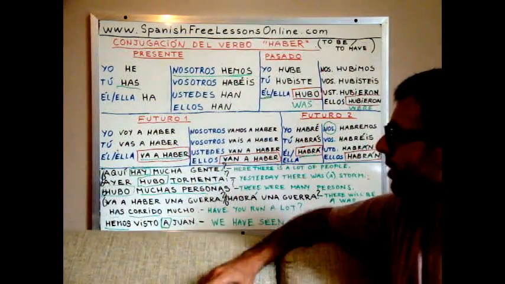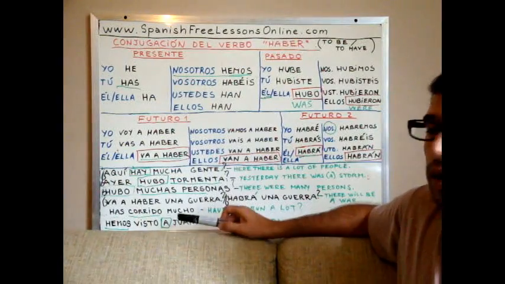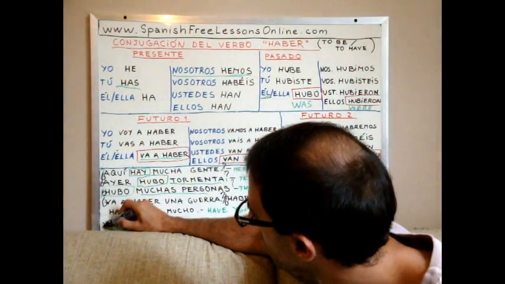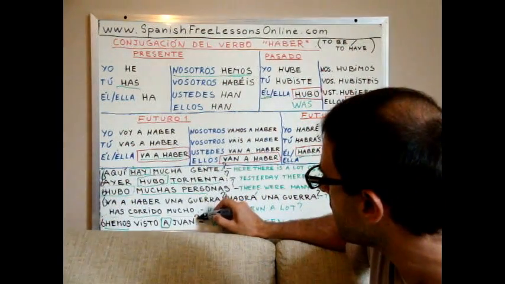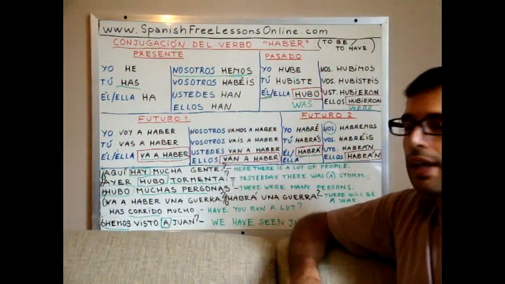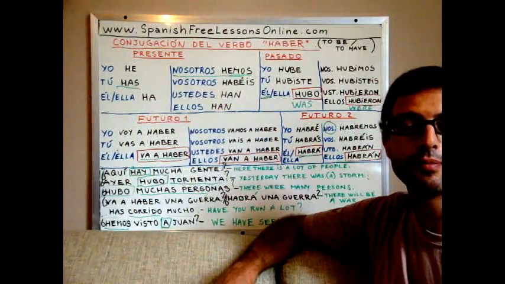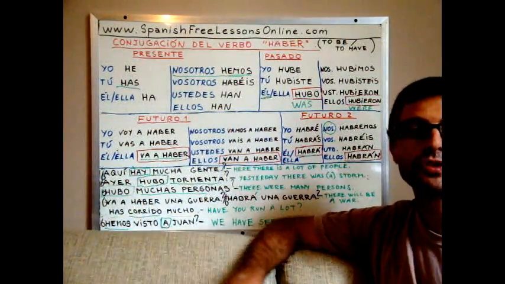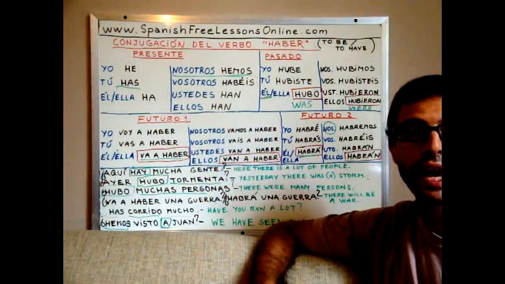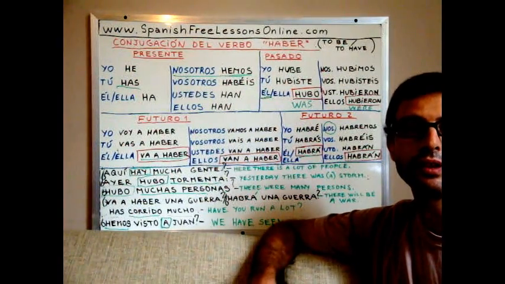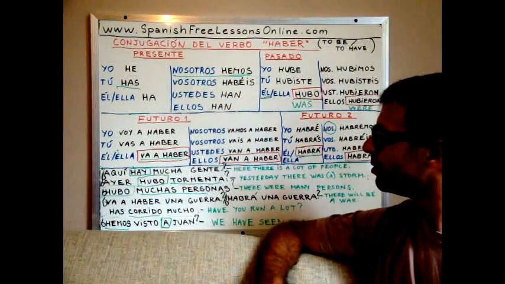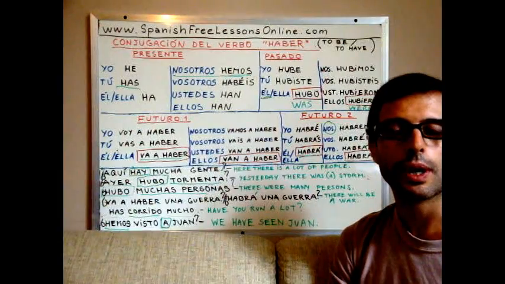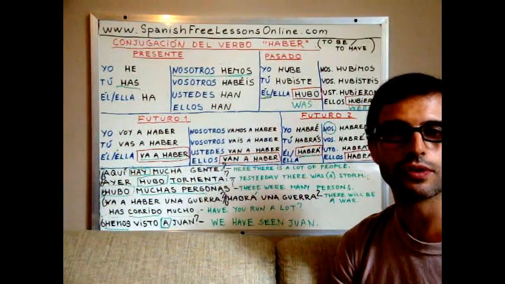And the last example is, hemos visto a Juan. We have seen Juan. Let's add the question marks at the beginning and at the end. And now we have, ¿hemos visto a Juan? Have we seen Juan? So, although the question may not make much sense, have we seen Juan? Grammatically it is perfect.